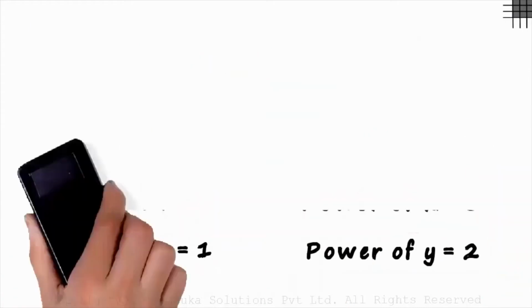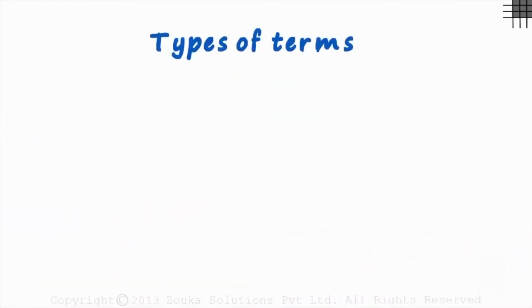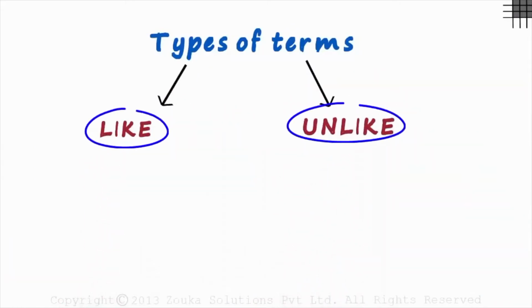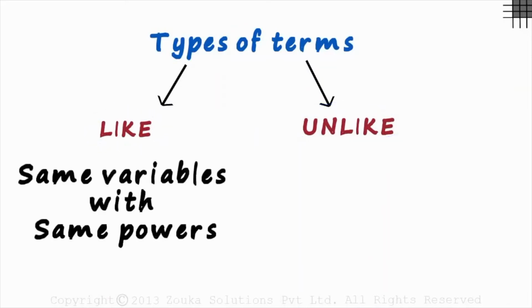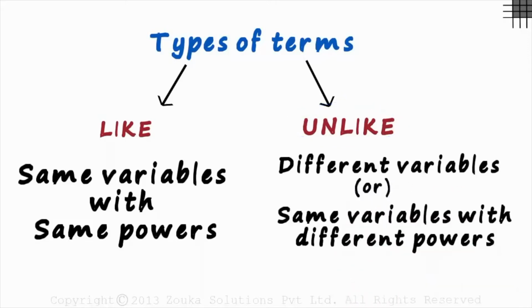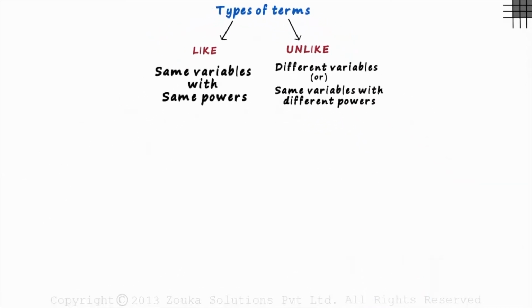Let's erase this and jump to the concept of the types of terms. There are two kinds of terms, like terms and unlike terms. What is the difference between them? Two terms are like if they have the same variables with the same powers. Don't worry, we will understand this with examples. When are they unlike then? Two terms are unlike if they have different variables or same variables with different powers. Let's zoom out and understand a couple of examples.